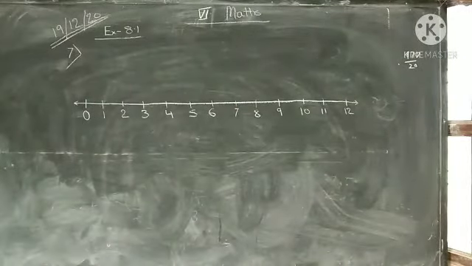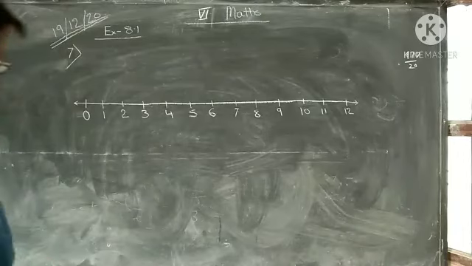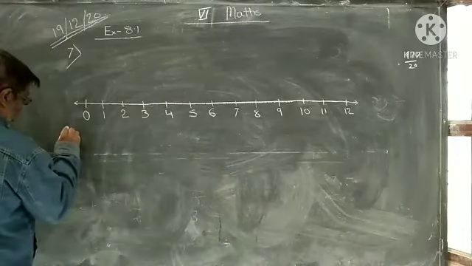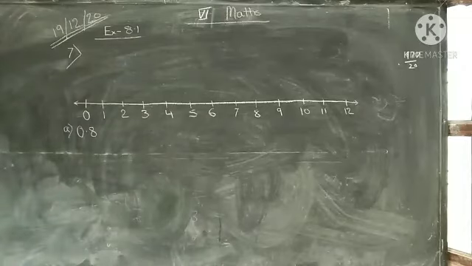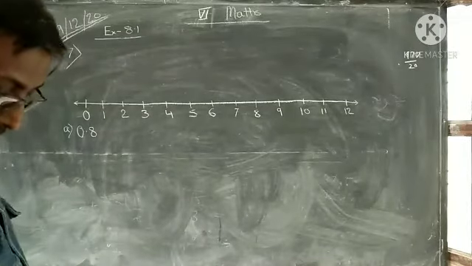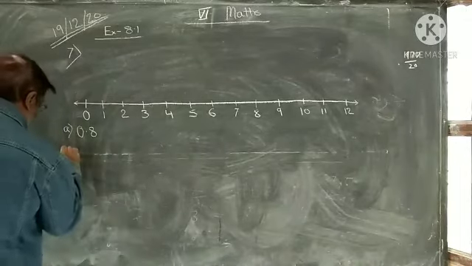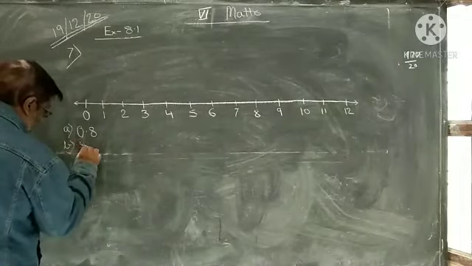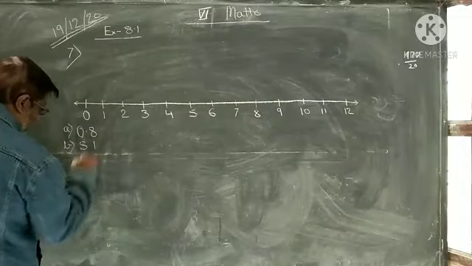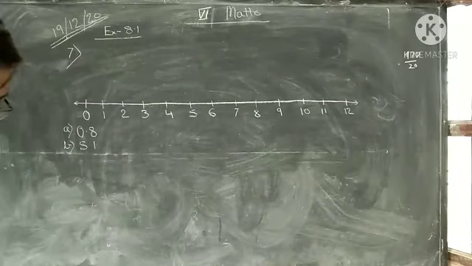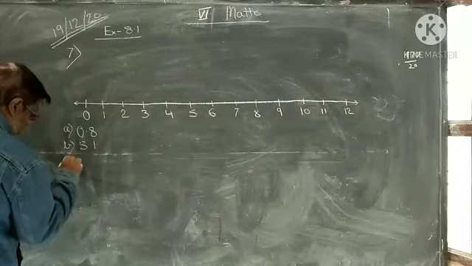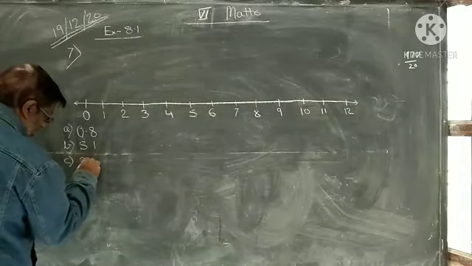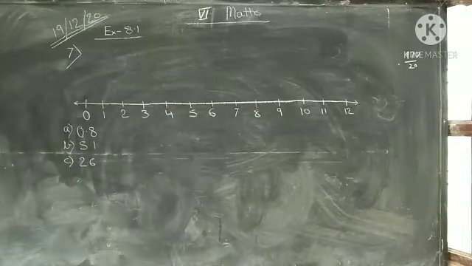So, okay, the first one, A, is 0.8. Then we have 5.1. Then 2.6. Then 6.4.